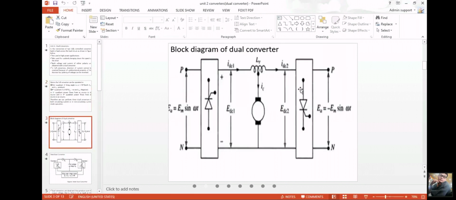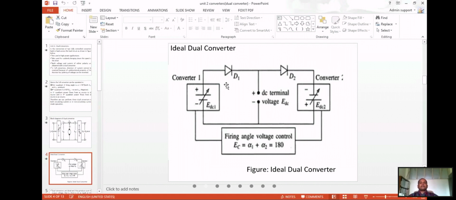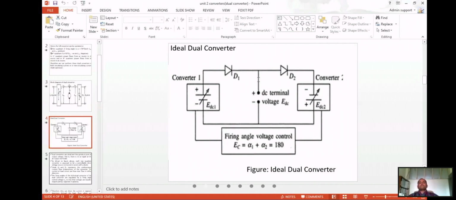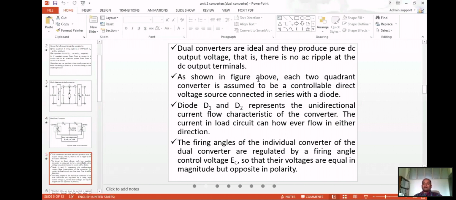This is the basic block diagram of the dual converters where two thyristor converters are used, and there is a motor whose speed can be controlled, or the load can be anything. This is the ideal case where two converters are used. Dual converters are ideal and they produce a pure DC output voltage, and there is no AC ripple at the DC output terminal.